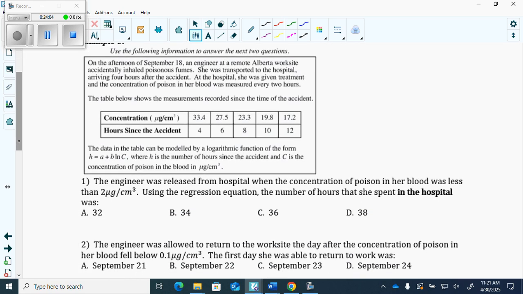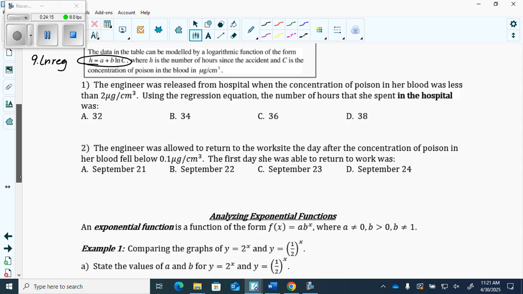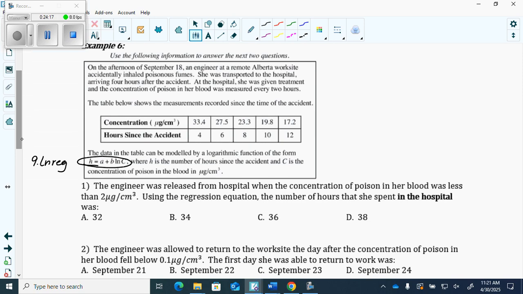Number 6, what is this? Come on. Okay? Those have to be done for tomorrow.